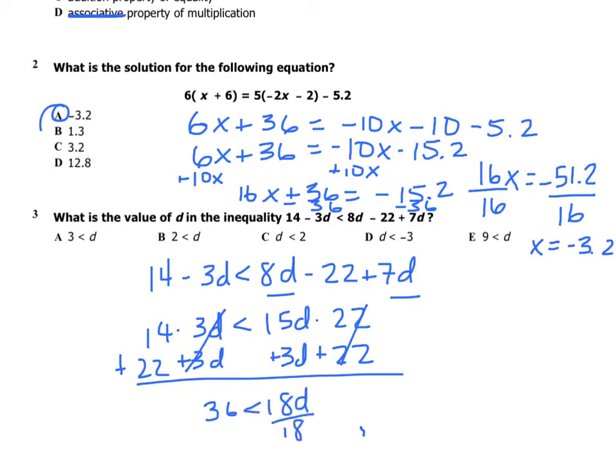Divide both sides by 18. And 2 is less than d, or d is greater than 2. There it is right there, B. Okay, moving on.